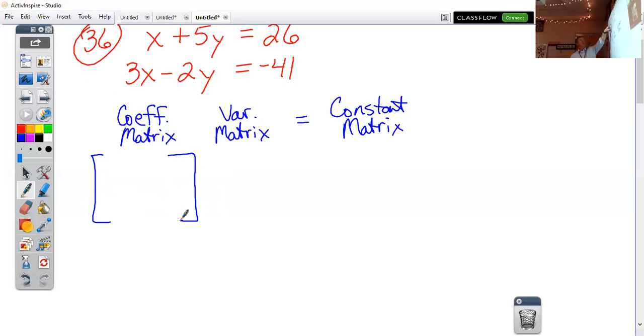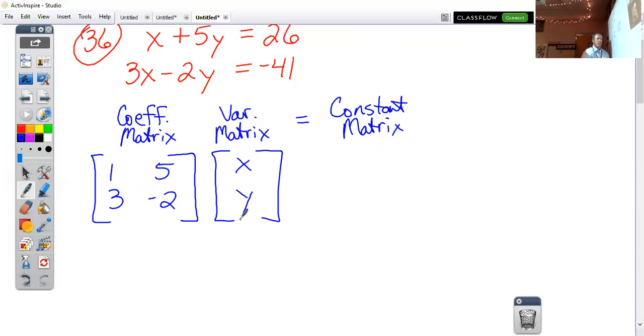So what number's in front of that X? 1. What about that Y? 5. What about that X? 3. What about that Y? Okay? My variable matrix. X, Y. You don't have to say them twice. X and Y equals my constant matrix. What are they equal to? 26, negative 41.